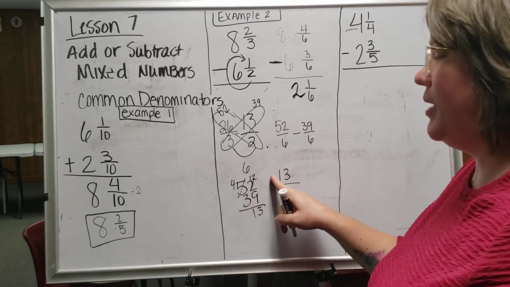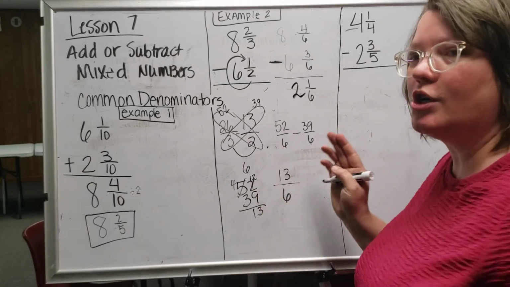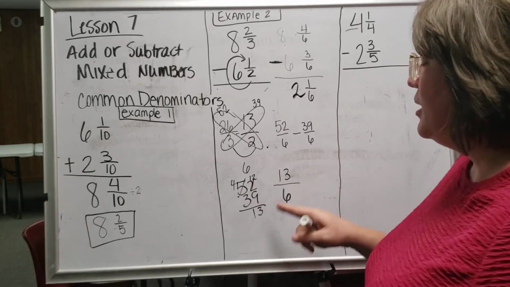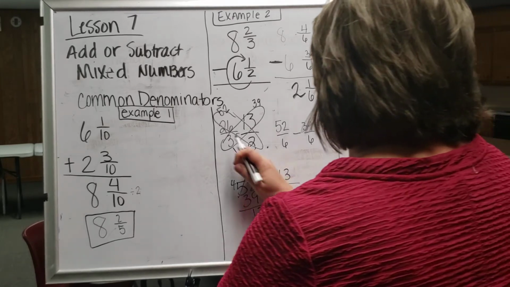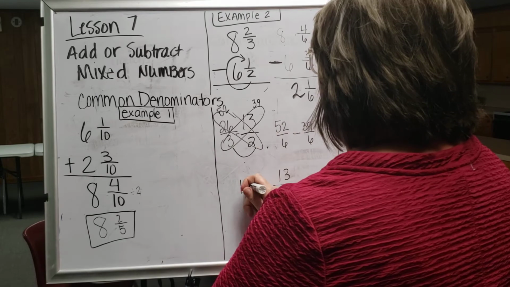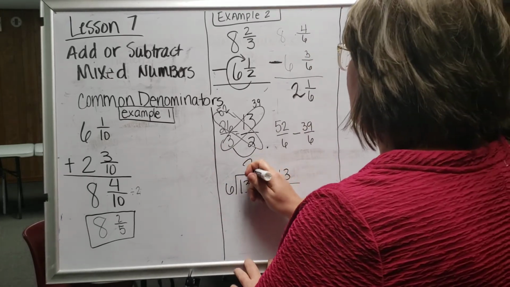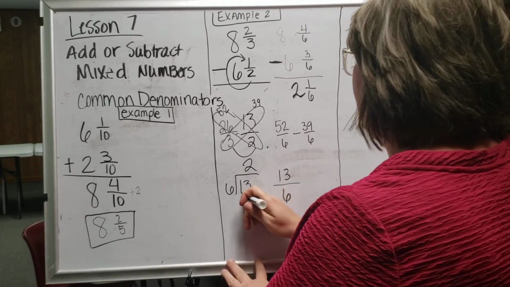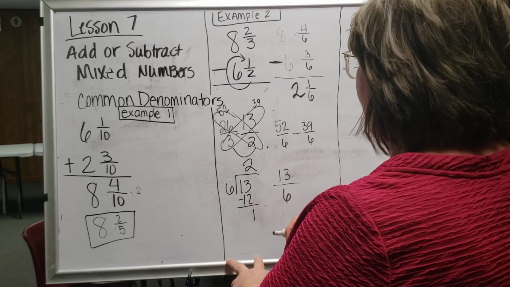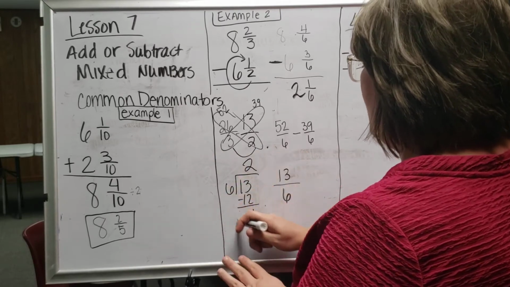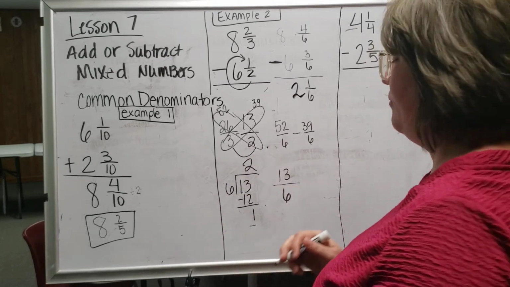Now I know that there's something up with this fraction. It's improper because my numerator is larger than the denominator. So I want to do top in, bottom out. So 13 divided by 6. 6 goes into 13 twice. And whenever I do my multiplication and subtraction, I get 1 left over. I can use all of this information right here to rewrite my mixed number. That's the answer.